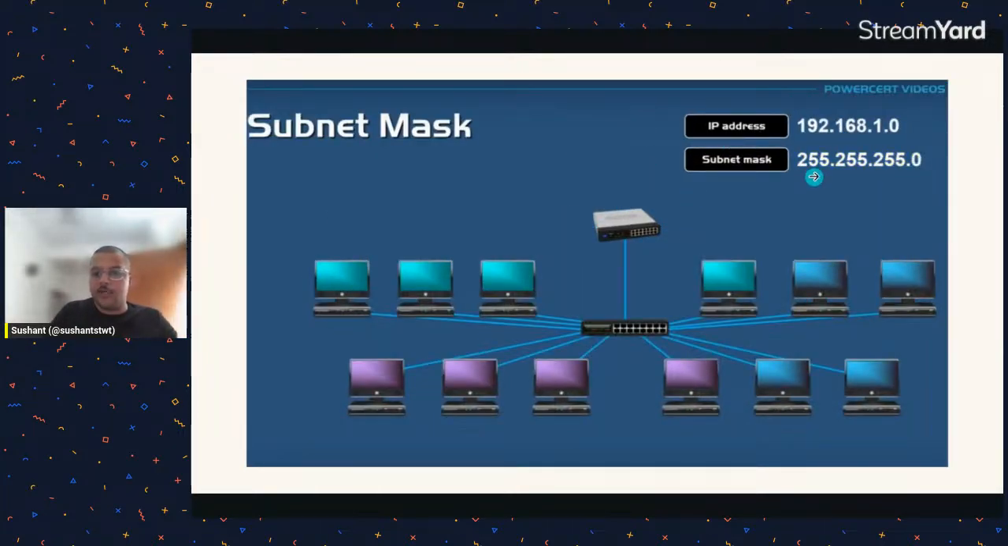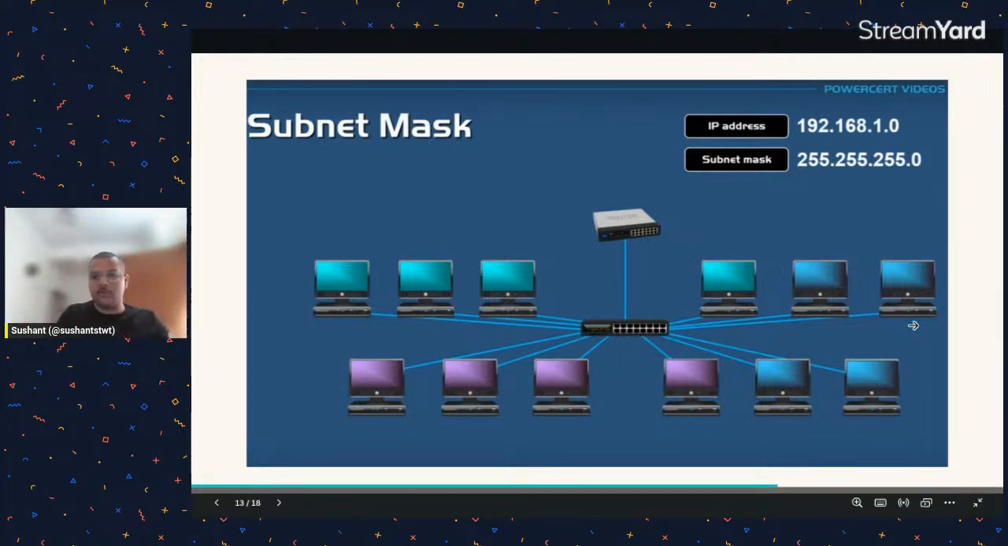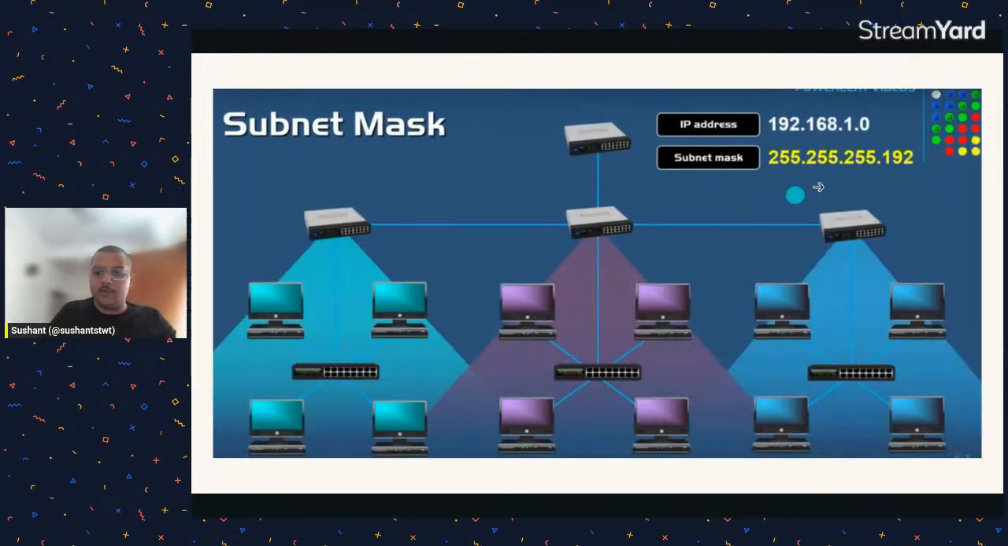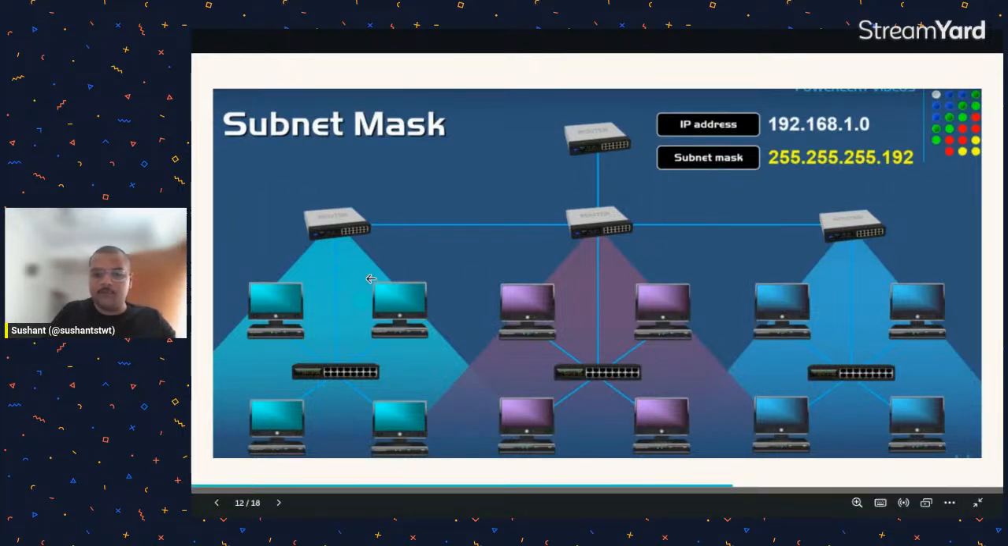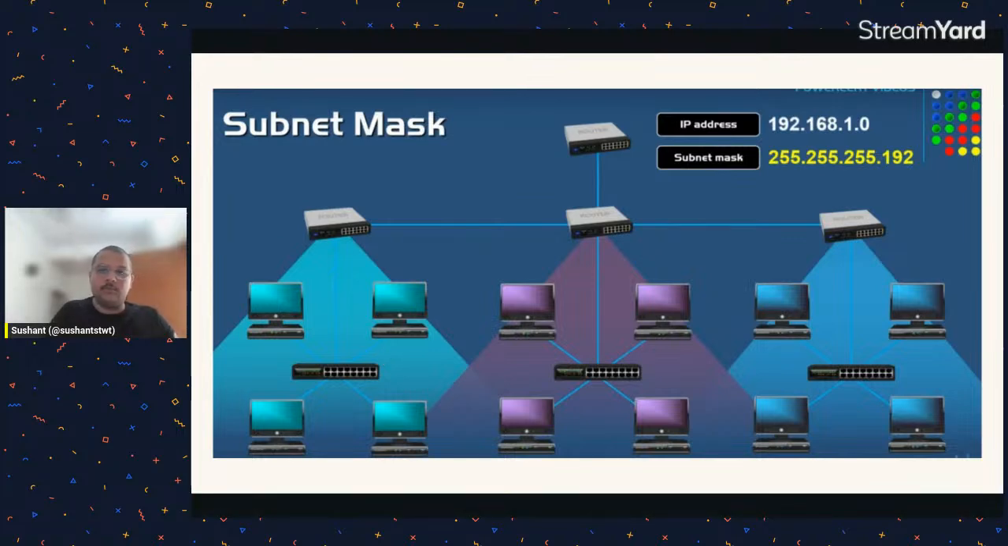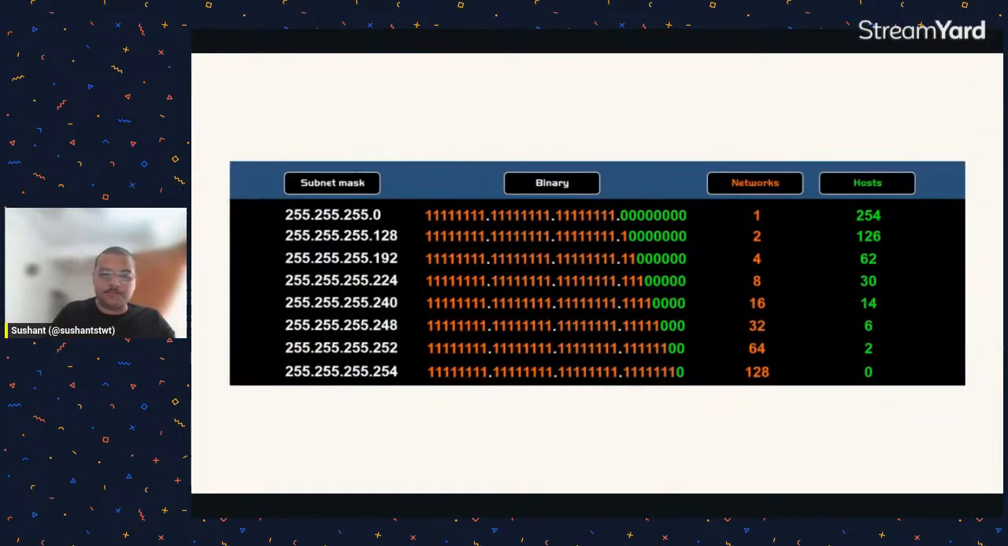So this was ours. We only had one network where all the machines were coming. But if you change your subnet mask, you can change the number of networks you have, but the number of hosts will drop down. So this is what your router is doing.